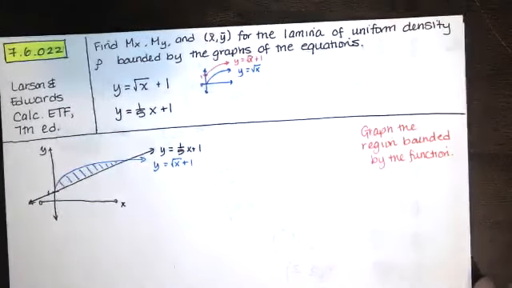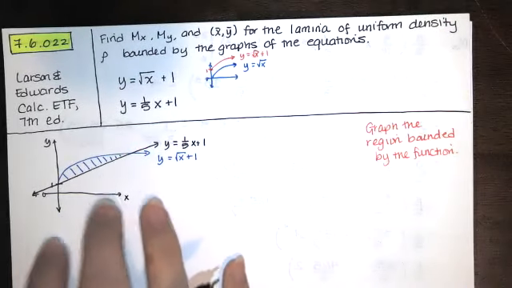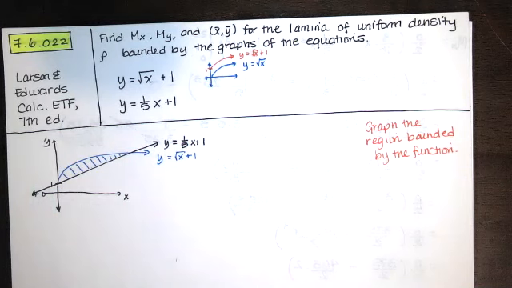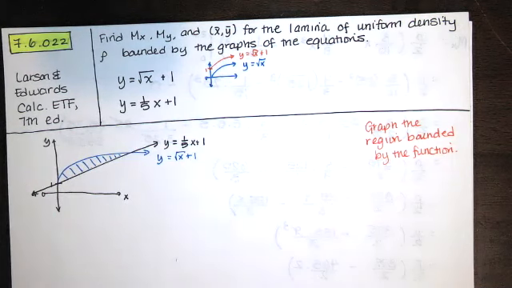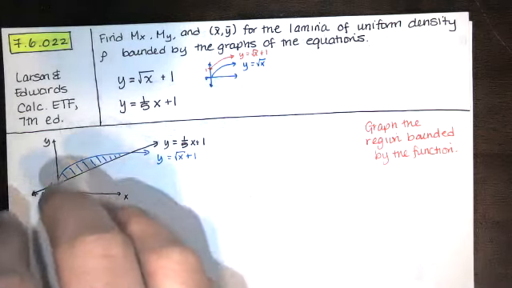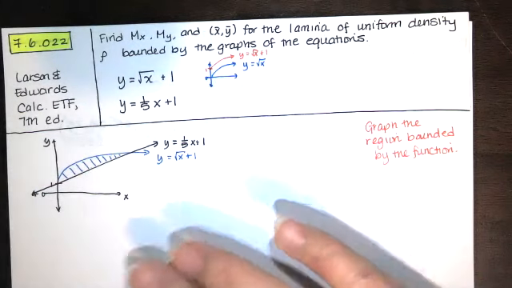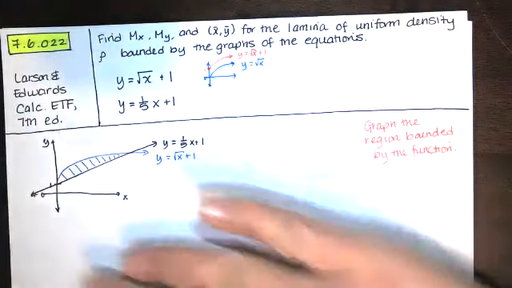Now we want to know the moment of this lamina about the x-axis and about the y-axis. So that's a tendency of this whole system to rotate about either axis. When you have the moment about the x-axis, that's a tendency of the system to rotate about the x-axis.